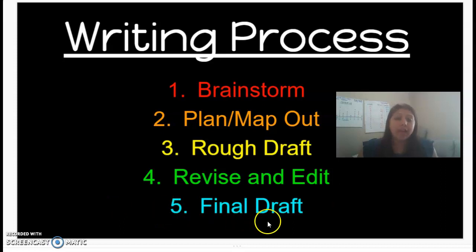And then the last step in the writing process is the final draft. On these slides, we're actually only going to do 1 through 4. You are not responsible for writing your final draft this time. We've broken it up into 2 days. Today you're going to be doing 1 and 2, and then tomorrow you're going to be doing 3 and 4. So Monday you're doing 1 and 2, and Tuesday you're doing 3 and 4.